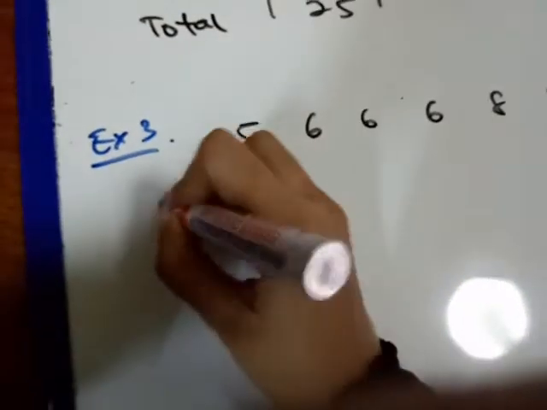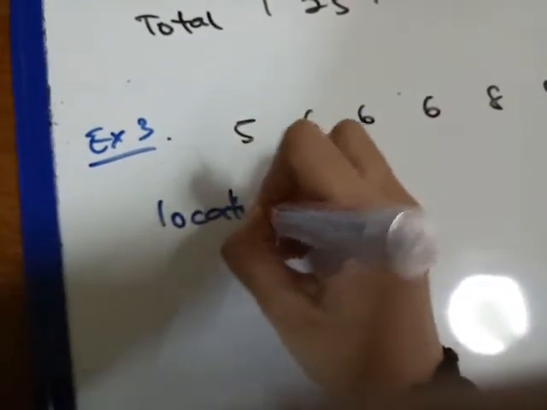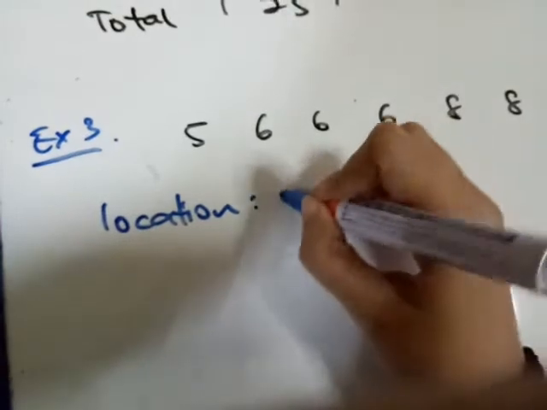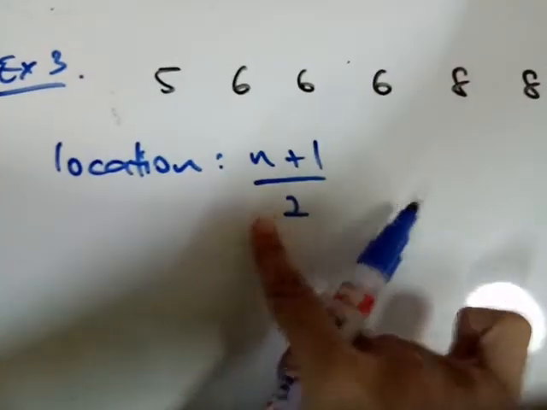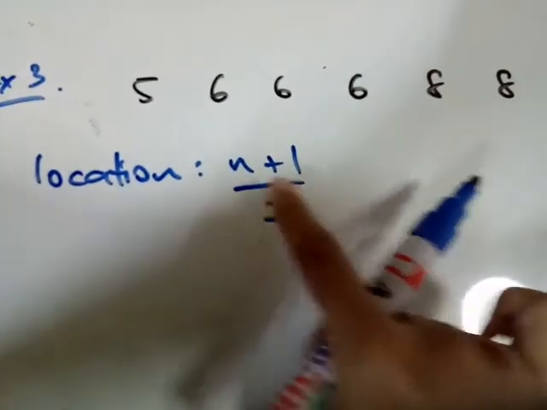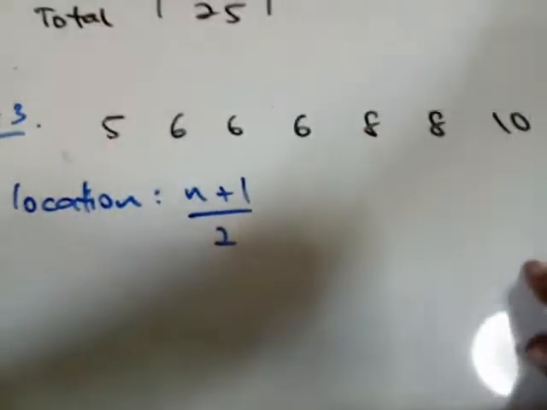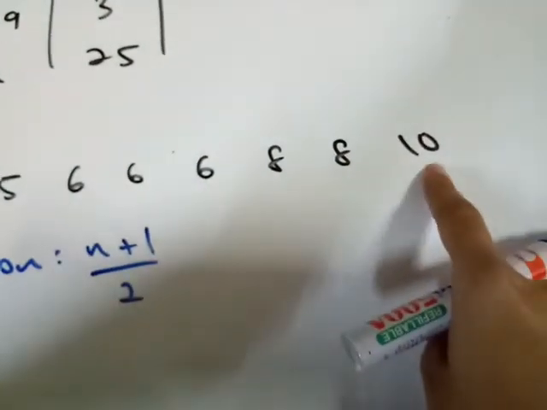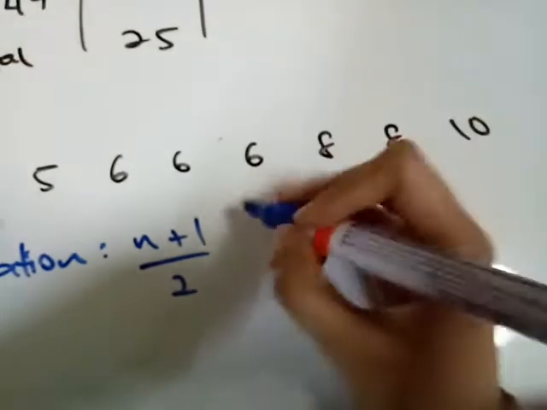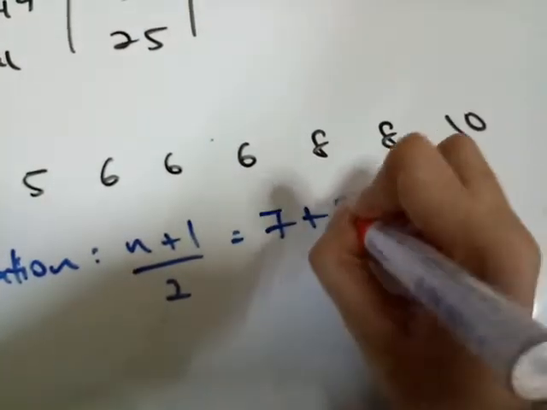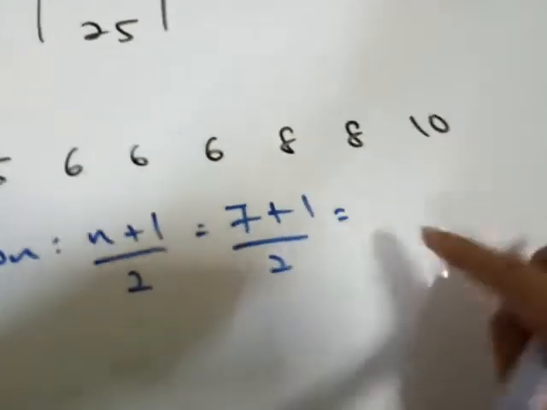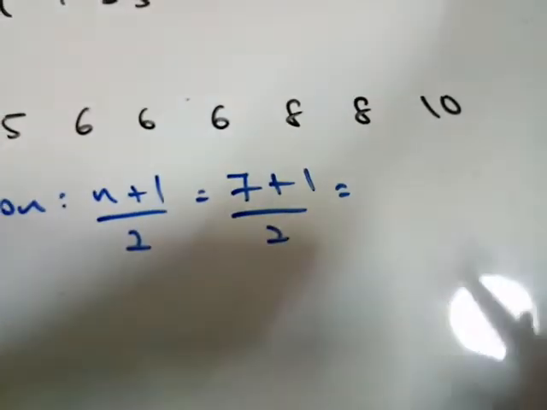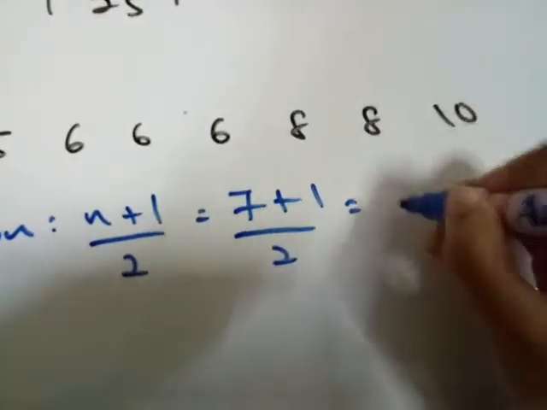You have to know the location first. Macam mana nak tahu location? Awak kena guna formula n plus 1 divide 2. Awak kena tahu location dia dulu. So, n dia apa? The number of observations. Ada berapa? 1, 2, 3, 4, 5, 6, 7. So, ada 7 data. So, 7 plus 1 divide 2. How do you get? 7 plus 1, 8. Divide 2. You get 4.